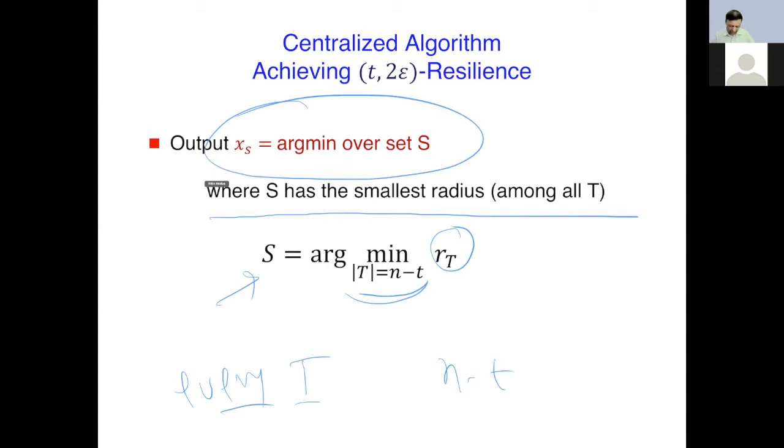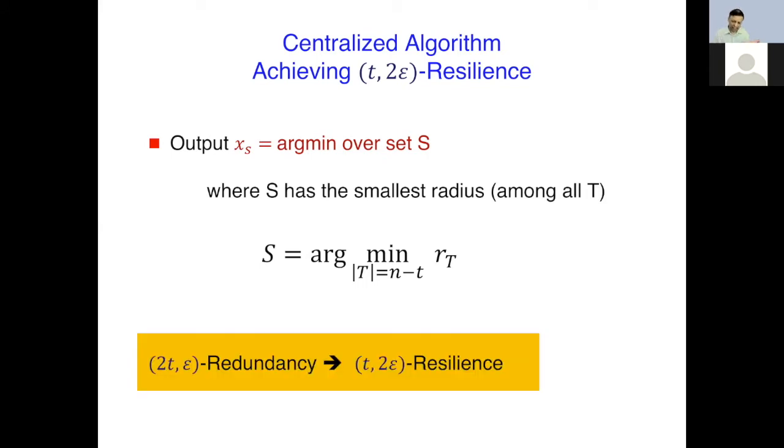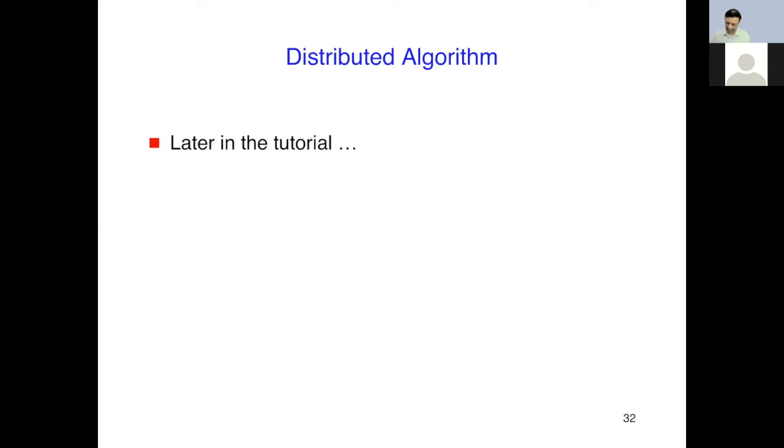If you did not follow the details of this, it's not terribly important, but the point is that there exists a procedure such that if you use this algorithm, then you can achieve t, epsilon resilience, provided that the cost functions satisfy 2t, epsilon redundancy. But this is a centralized algorithm. What we really care about in our context are distributed algorithms. And so I'll give you an example of a distributed algorithm later on. In fact, I did not give you a distributed algorithm for exact resilience either. The algorithm for both of them is the same, and we'll come to that later today.